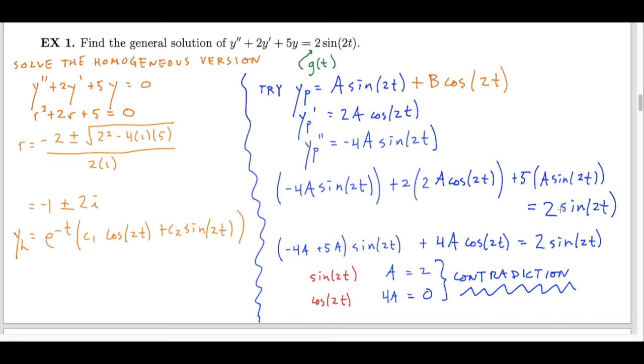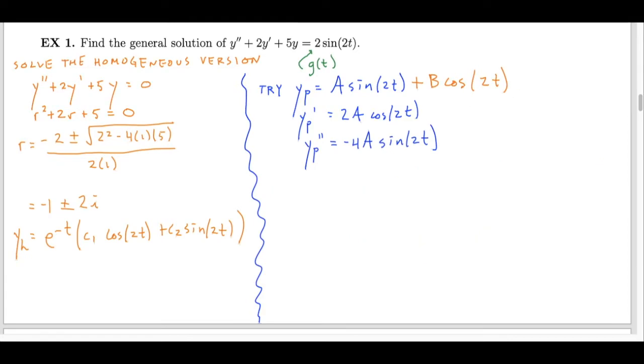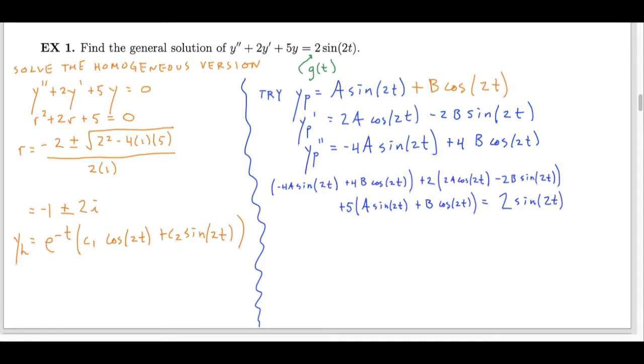So let me erase the work that I did here with my initial choice of y sub p and make the adjustment necessary to incorporate this extra cosine term. Here are those adjusted derivatives. Now let me go ahead and plug those in. So here I've plugged in all of the derivatives in the appropriate structure. I took y double prime plus 2 times y prime plus 5 times y equals 2 sine of 2t.